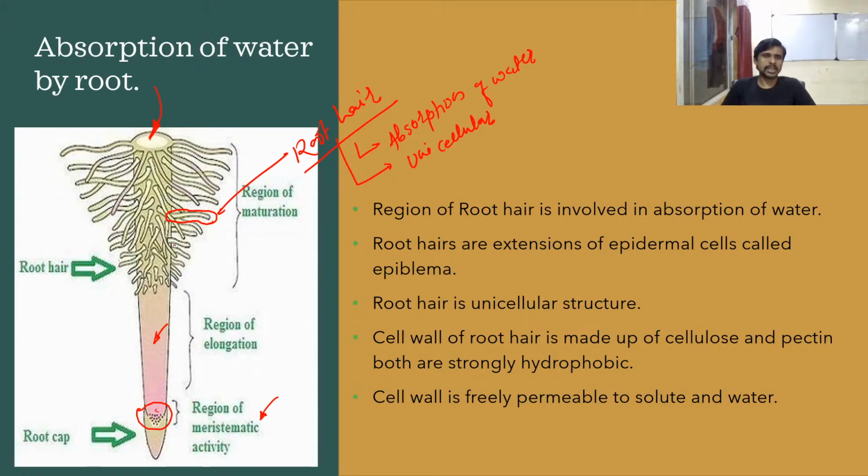If I zoom in on the structure of a single root hair, it will look like this. For example, this is a part of your root. It's a root cap here, and this is a root hair. Now let's see how the root hair is placed inside the plant.